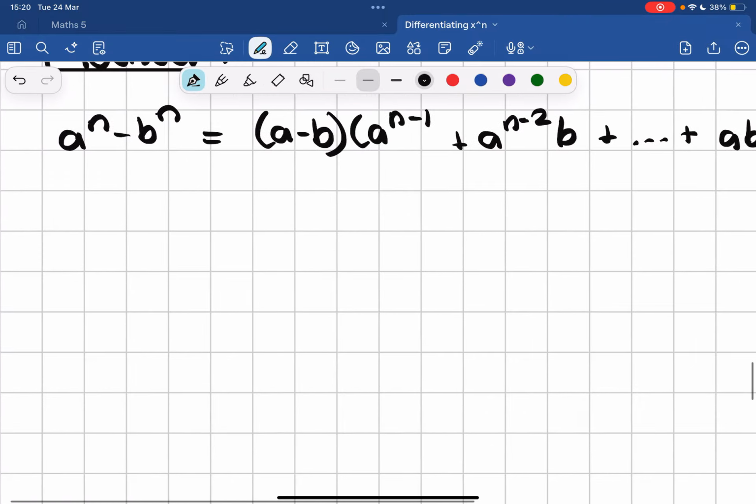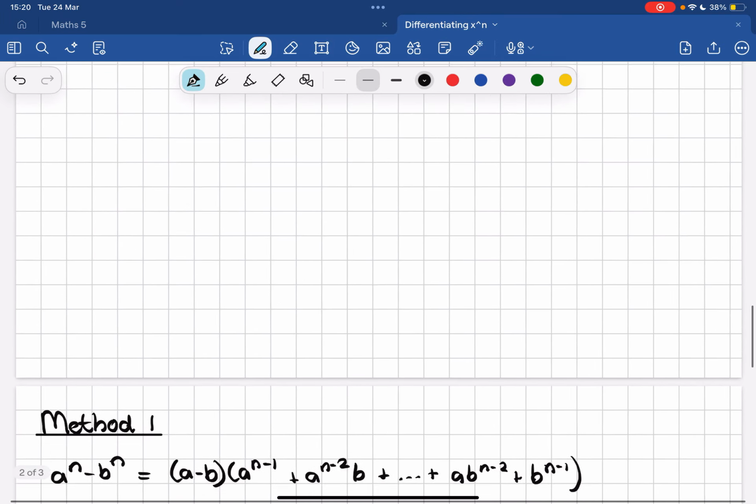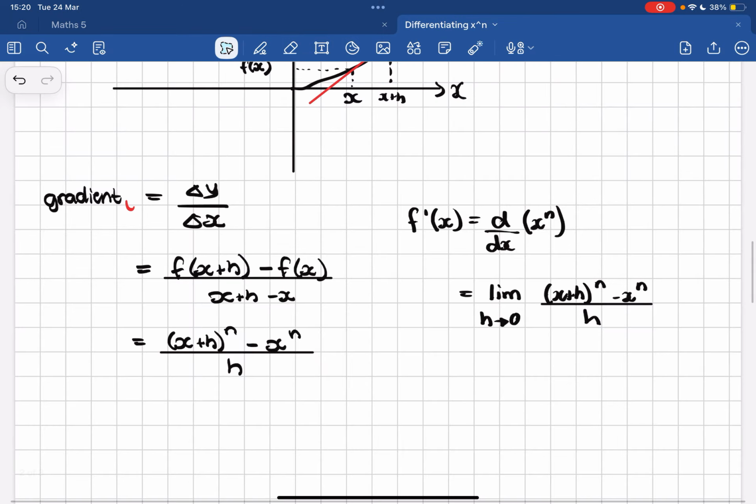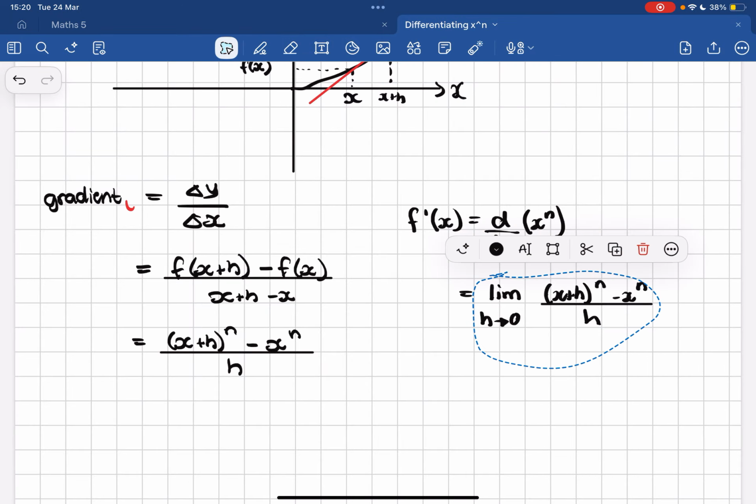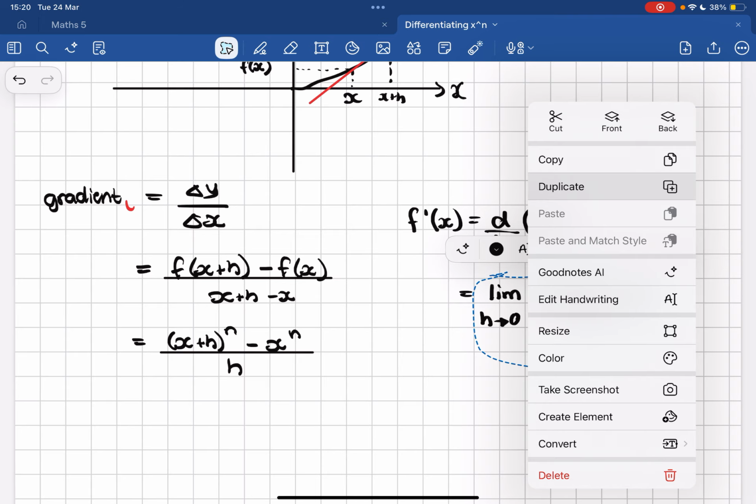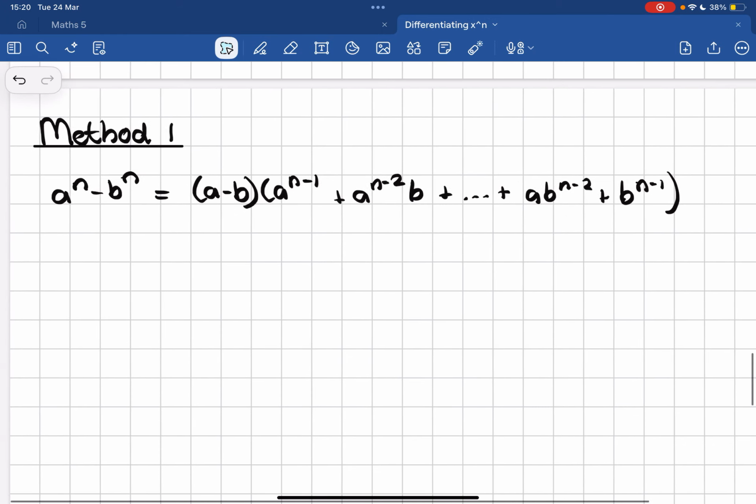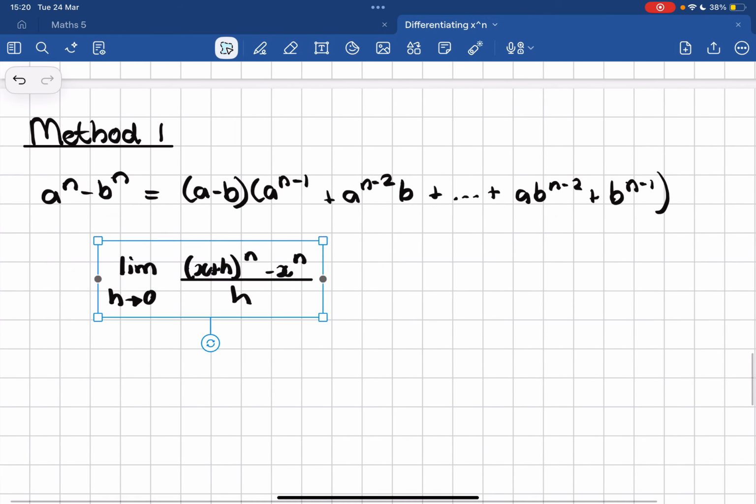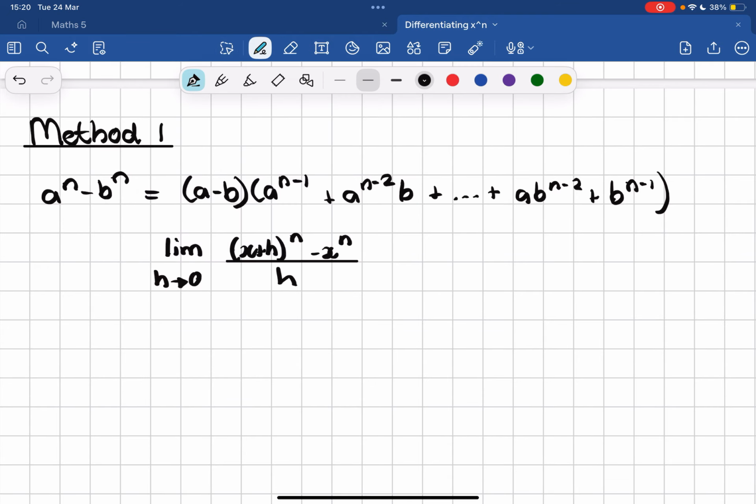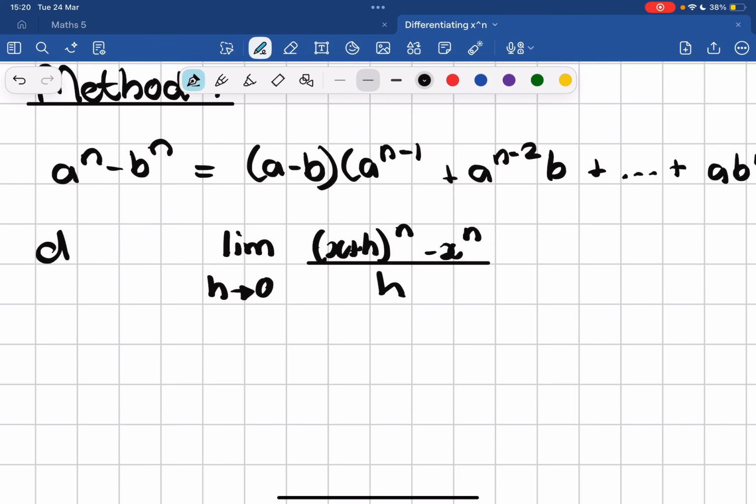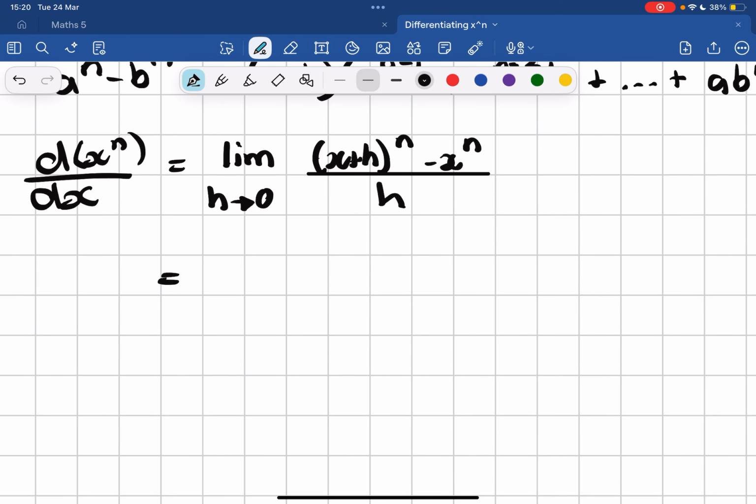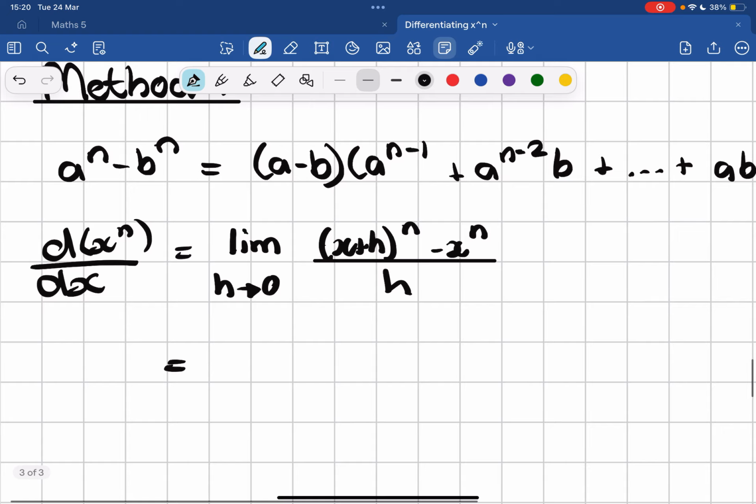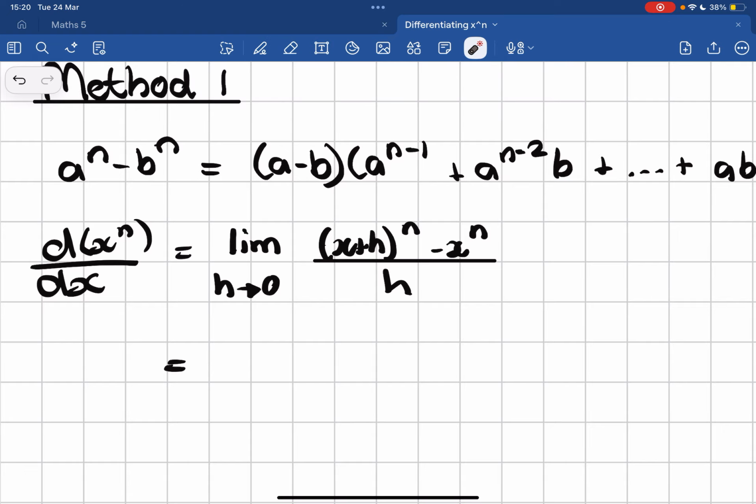Alright, so we're going to be using this identity, so let's bring over this, copy. Right, we've got all that sorted. So we can see a to the n minus b to the n here, so a here and b here.